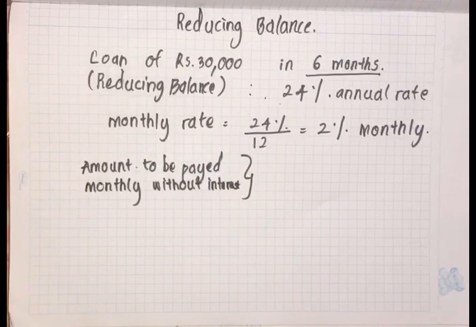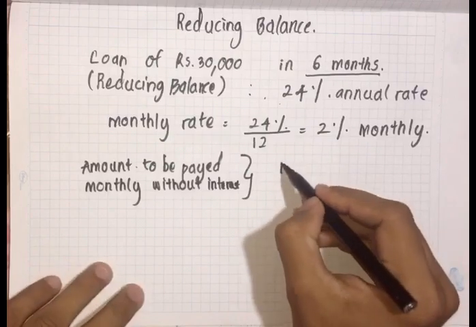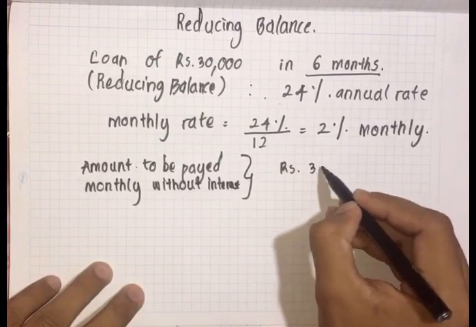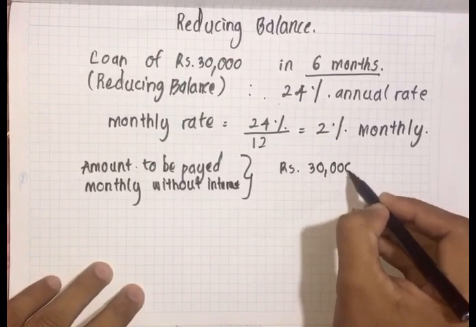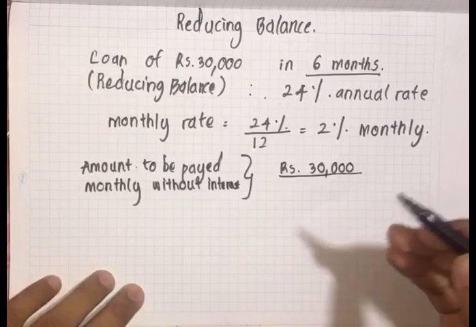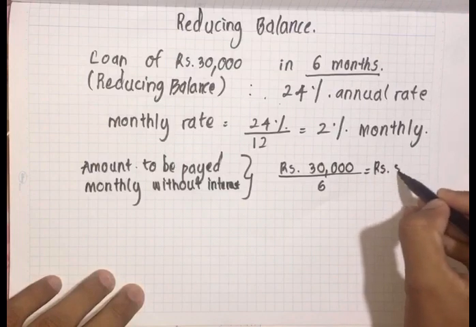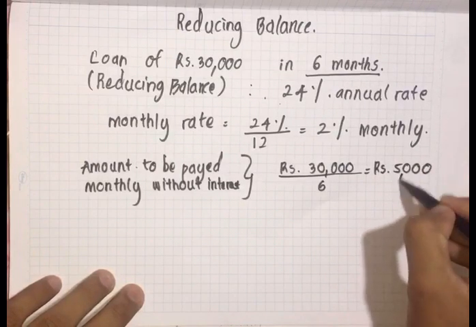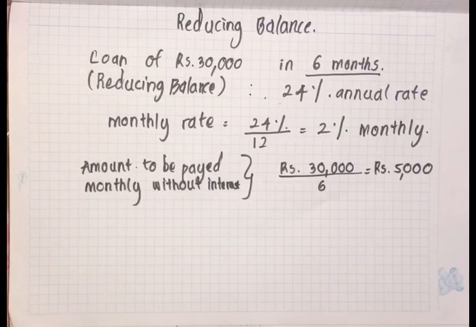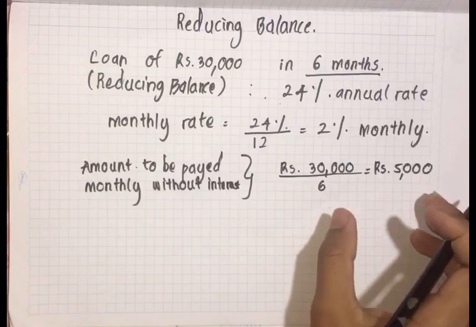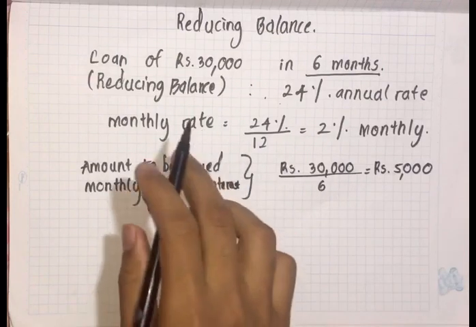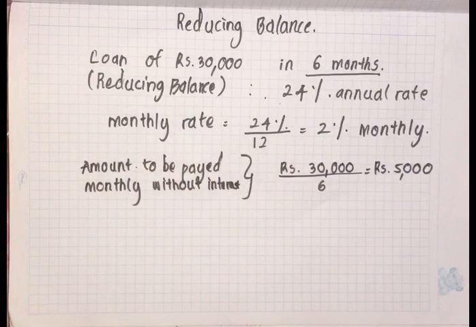Okay, now how do you find out? That means it's easy, right? You have to take the total amount that is equal to 30,000. You have to divide by the number of months. That will give you 5,000. For a month you have to pay 5,000 without the interest. That means during the first month you have to pay 5. Are you clear with that?